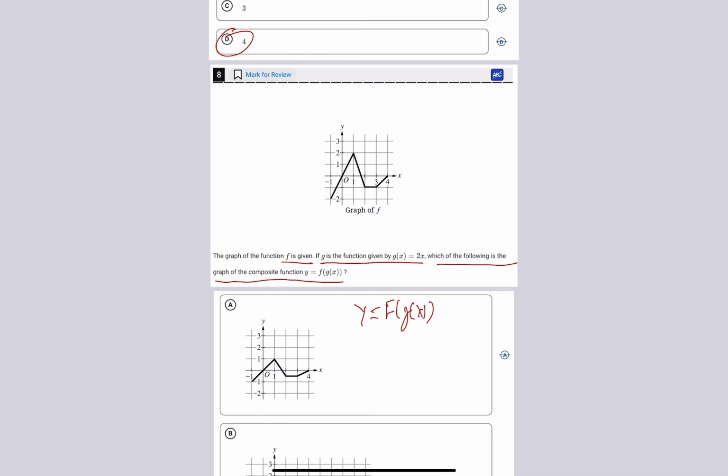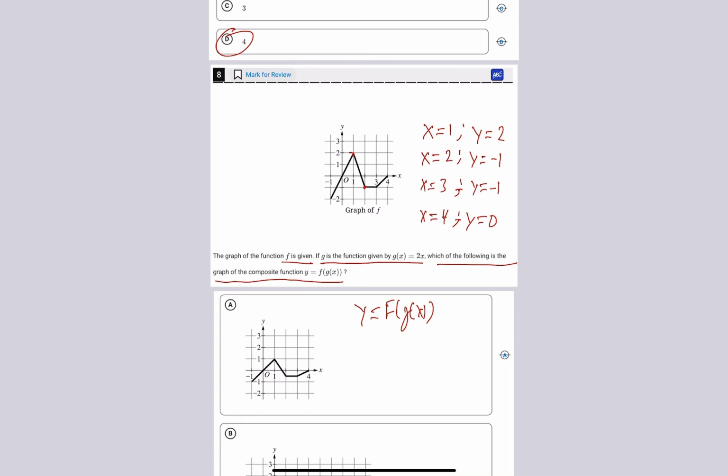Now, this is f of x. Let's write down some values. When x equals 1, y equals 2. When x equals 2, y equals negative 1, right? When x equals 3, y equals negative 1 as well. And when x equals 4, y equals 0.